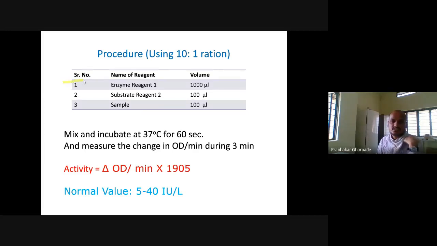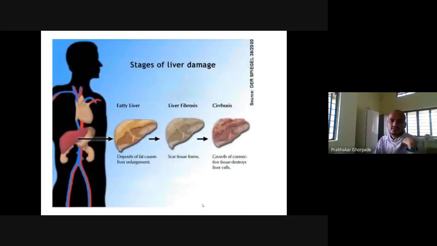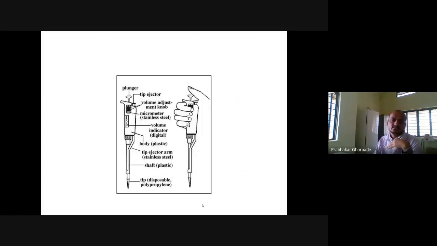Reagent required: enzyme reagent 1 ml, substrate reagent 100 microliters, sample 100 microliters. You mix and incubate at 37 degrees Celsius for 60 minutes, and if you are measuring the change in optical density during 3 minutes, you take the optical density change per minute multiplied by 1905. Normal value can be 5 to 40 international units per liter. So again, this can be used for liver damage: liver fibrosis, fatty liver, and cirrhosis.